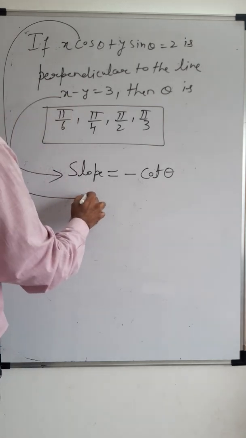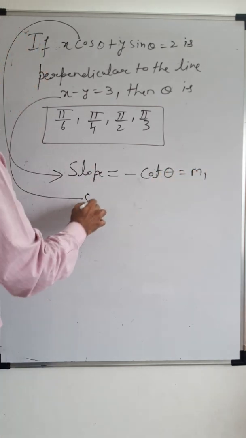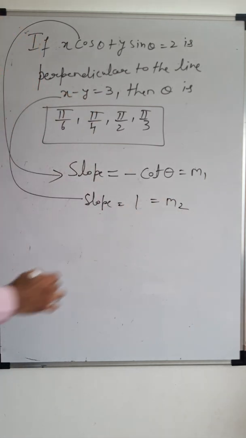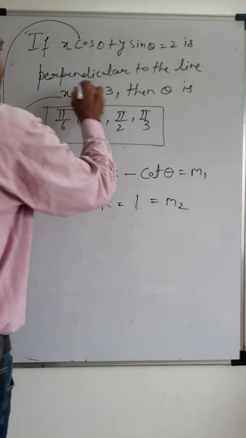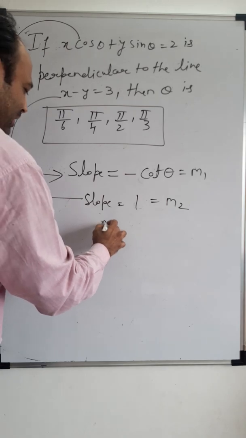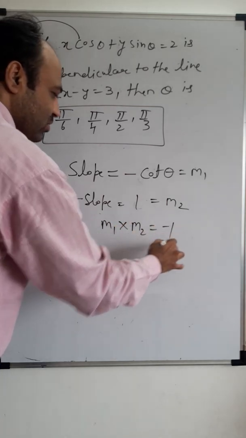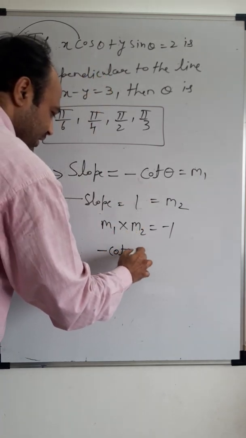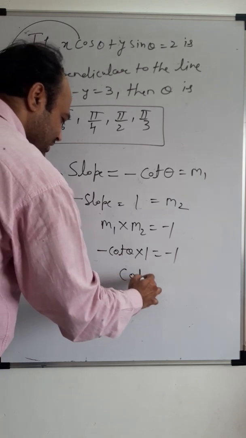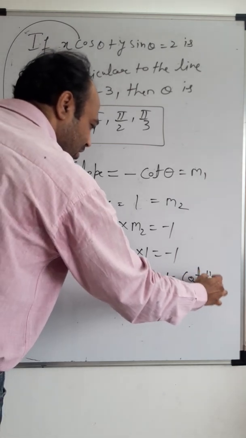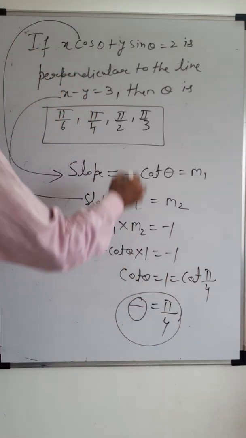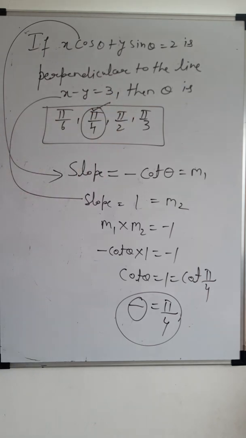And slope of this line will be, this you take as a m1. Slope of this line, y equals to mx plus c, this is 1. So this is m2. So m1 came minus cot theta and m2 came 1. And it is given perpendicular. So both are perpendicular, that means m1 into m2 should be minus 1. Correct? Lines are perpendicular. So minus cot theta into 1 equals to minus 1. So cot theta is 1, which is nothing but cot pi by 4. So theta came pi by 4. So pi by 4 is the correct option.